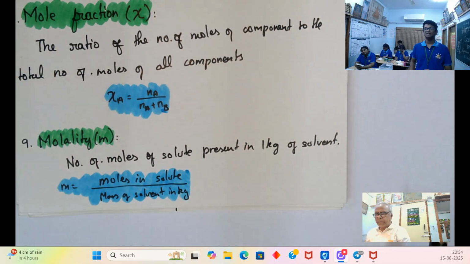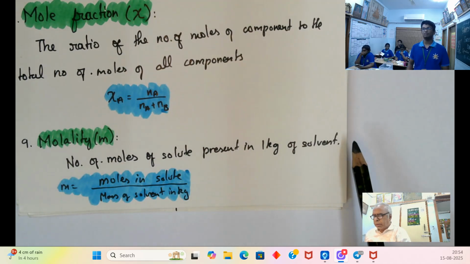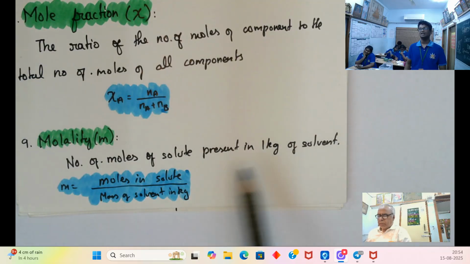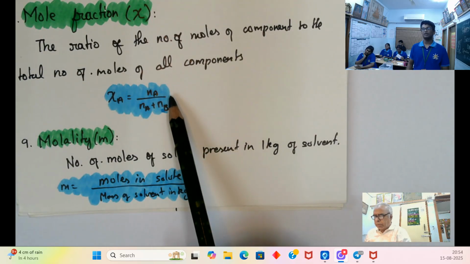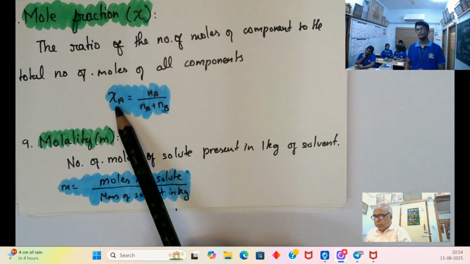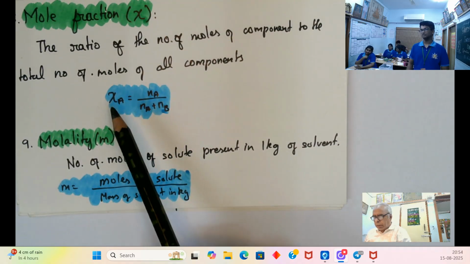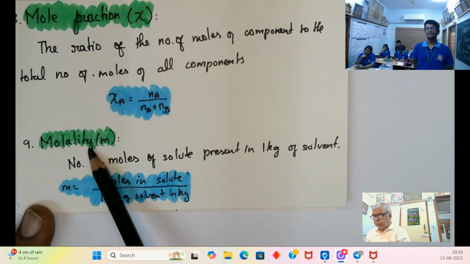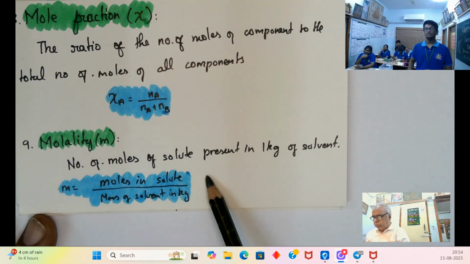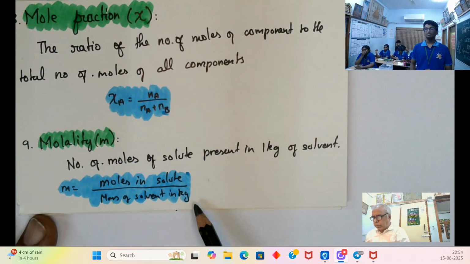Mole fraction: the ratio of number of moles of a component to the total number of moles of all components. Mole fraction of solvent is equal to number of moles of solvent by total number of moles of solution. That is called chi A. Molality: number of moles of solute by mass of solvent in kg.